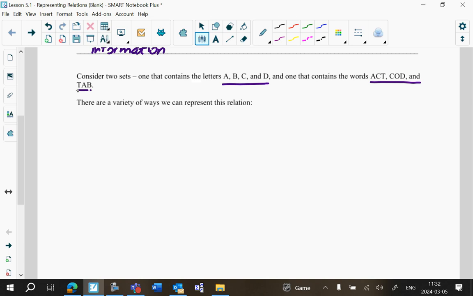So the rule is, from the first set, no, I don't think I actually described the actual relationship. The relationship would be the letters in this set and the words that they appear in this set. Okay? So there's a bunch of different ways we can write it. One is ordered pairs.